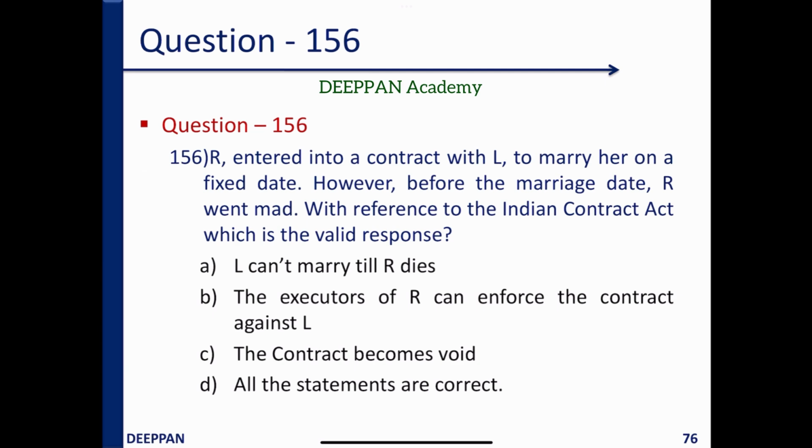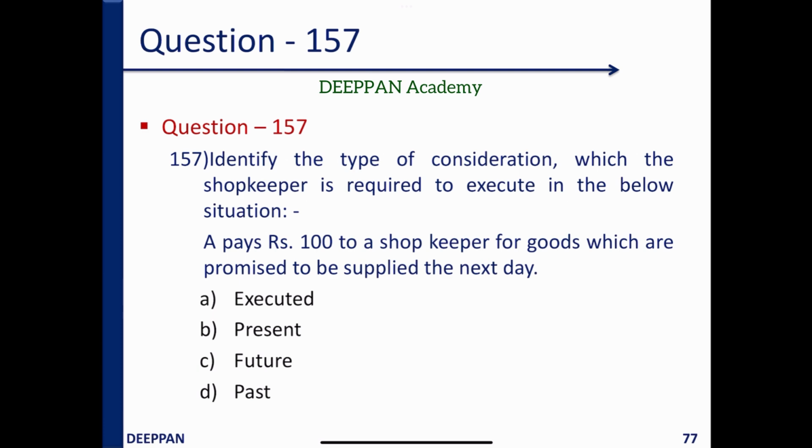R entered into a contract with L to marry her on a fixed date. However, before the marriage date, R went mad. With reference to the Indian Contract Act, which is the valid response? The contract becomes void. Identify the type of consideration which the shopkeeper is required to execute in the below situation. A pays ₹100 to a shopkeeper for goods which are promised to be supplied the next day.